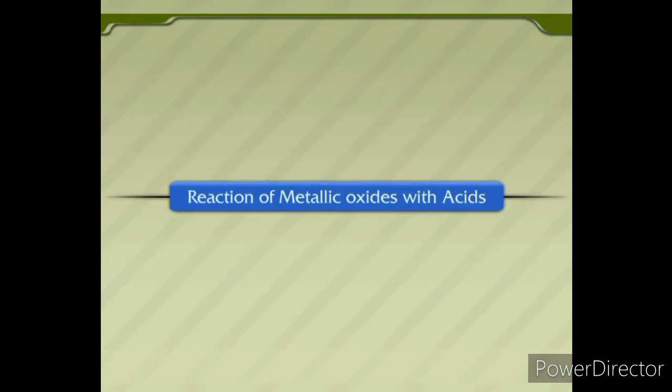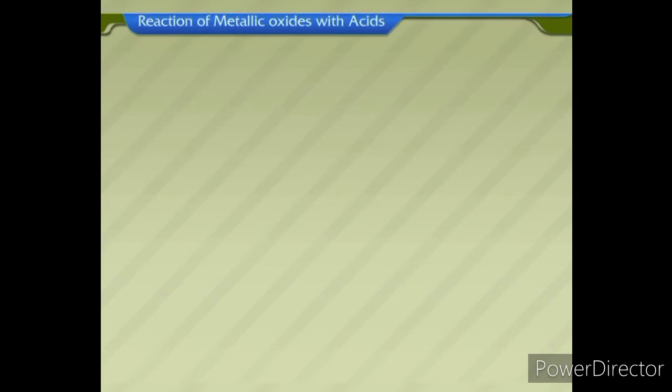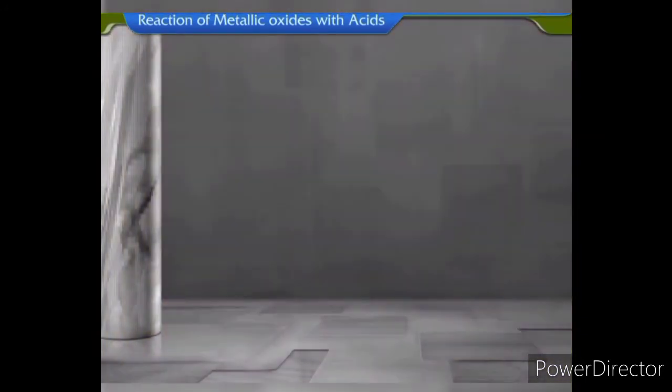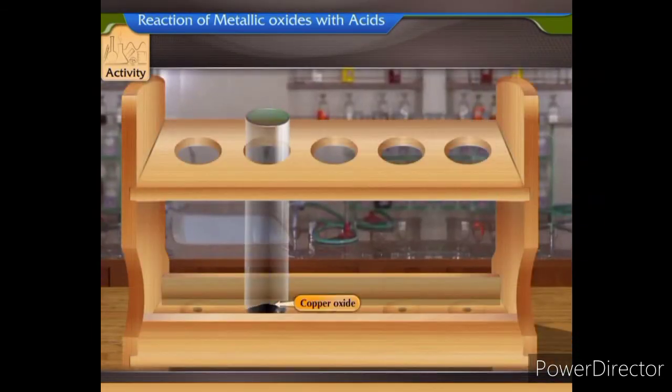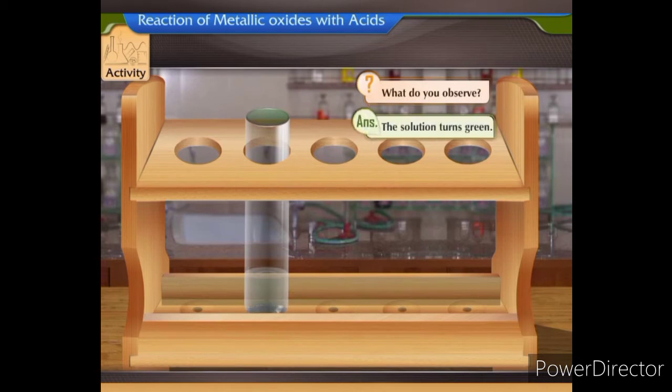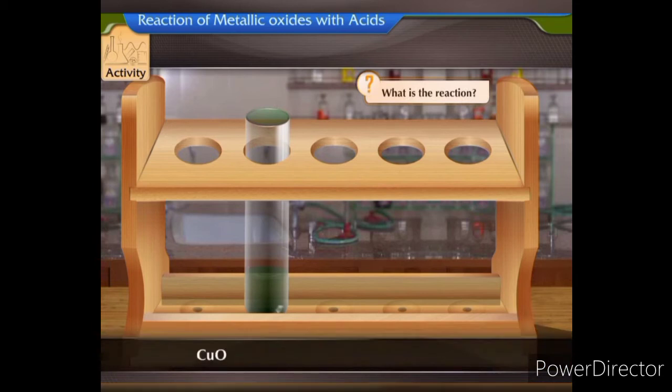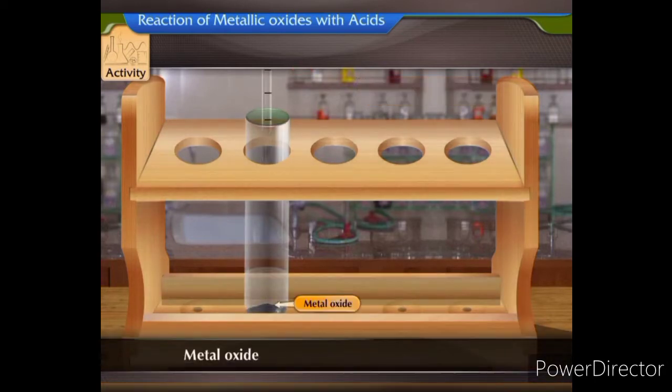Reactions of metallic oxides with acids. Activity: take a small amount of copper oxide in a test tube, add to it a few drops of dilute hydrochloric acid. What do you observe? The solution turns green. What is the reaction? Copper oxide reacts with dilute hydrochloric acid to form copper chloride and water. All metal oxides react with acid to form the corresponding salt and water.